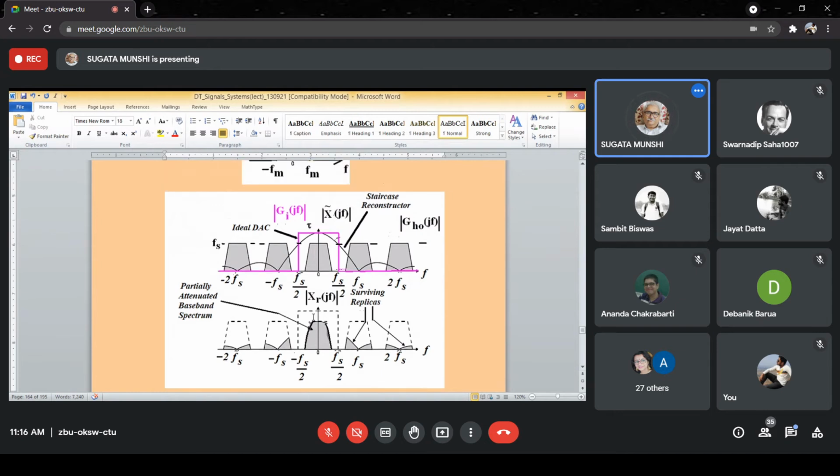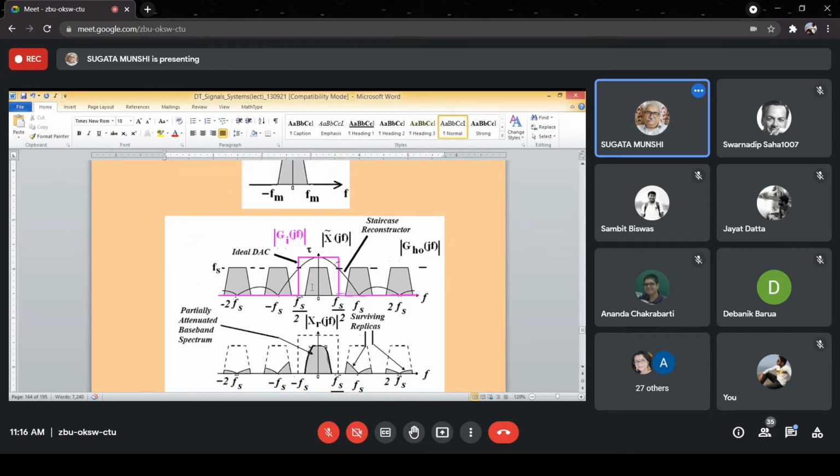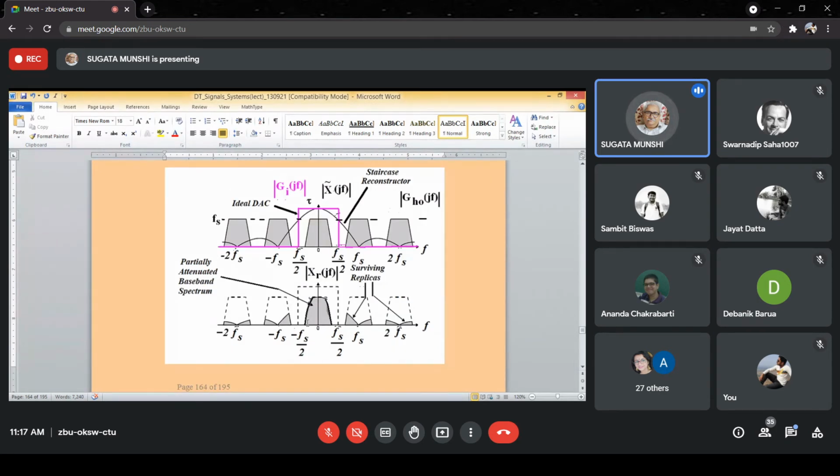Just see here, because it has a curved nature in the span minus fs by 2 to plus fs by 2, therefore the baseband spectrum itself has got distorted to a certain extent. Not only that, because the gain is not zero outside minus fs by 2 to plus fs by 2, remnants of these replicas, a portion of these images, are also present.